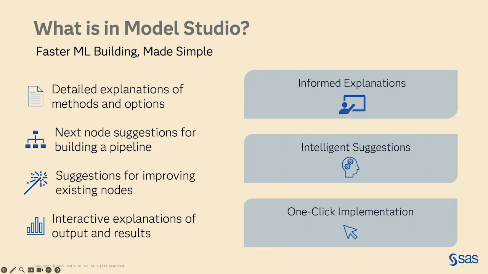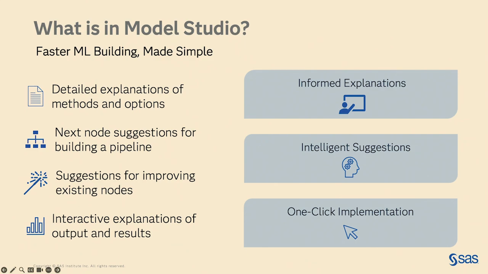The next one I have listed here is the ability to actually suggest the next pieces that you should add to your pipeline. So you've already built part of a pipeline and maybe you need a little help figuring out what should come next. Copilot can help with that, whether that's adding a single node or adding multiple nodes.